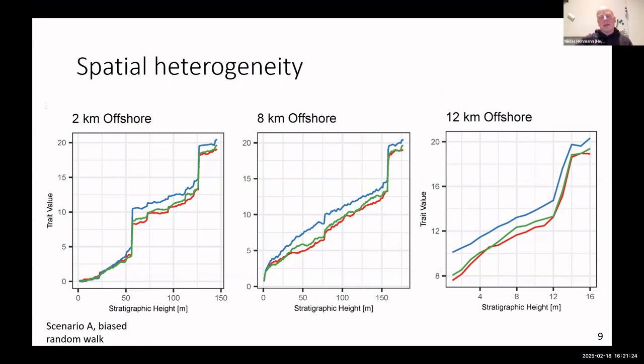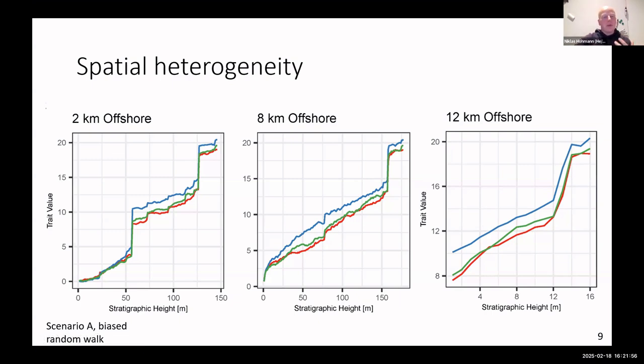Again, if you don't have the stratigraphic context for this, you might misinterpret this as having two very different evolutionary dynamics at different parts of the platform, whereas it is actually just differential preservation at different parts of the platform. And the pattern 12 kilometers offshore, more on the slope of the platform, looks quite similar to the 8 kilometers, but the interesting thing is here, this peak is actually not associated with a gap. And that is something I found very eye-opening.